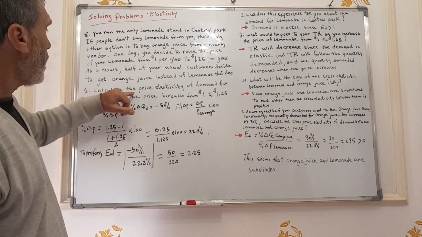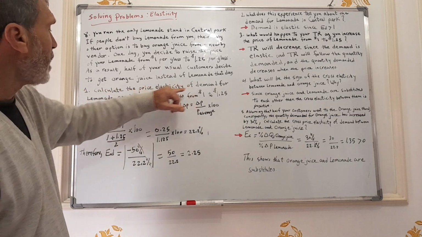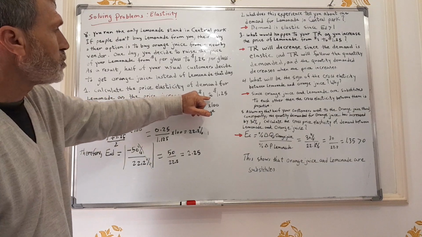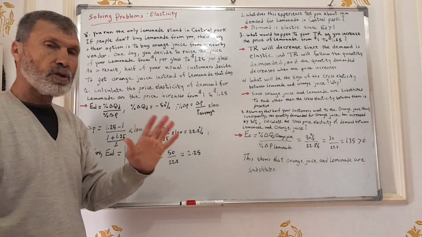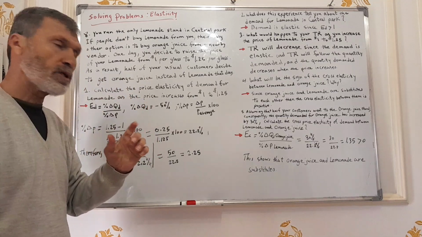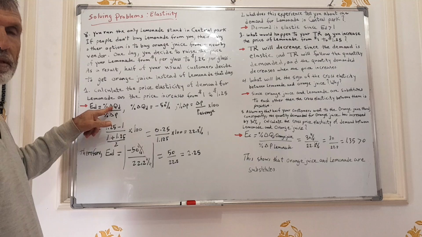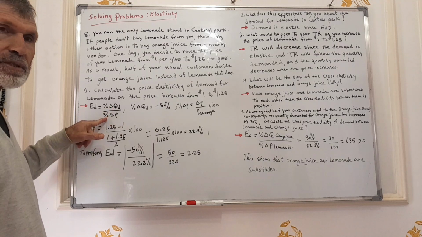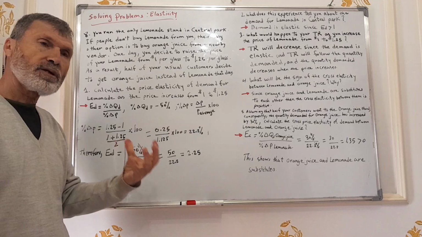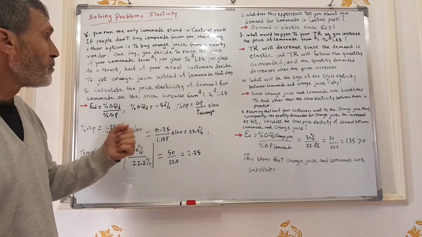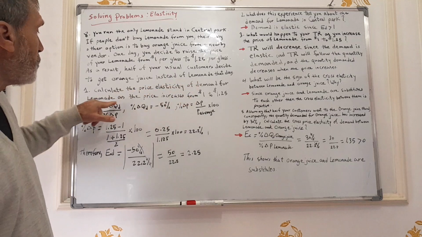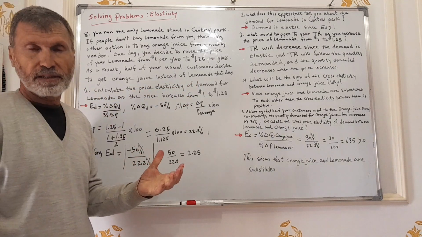Now the question: calculate the price elasticity of demand for lemonade as the price increases from 1 to 1.25. So the coefficient of the price elasticity of demand is equal to the percentage change in the quantity demanded of the good over the percentage change in the price.